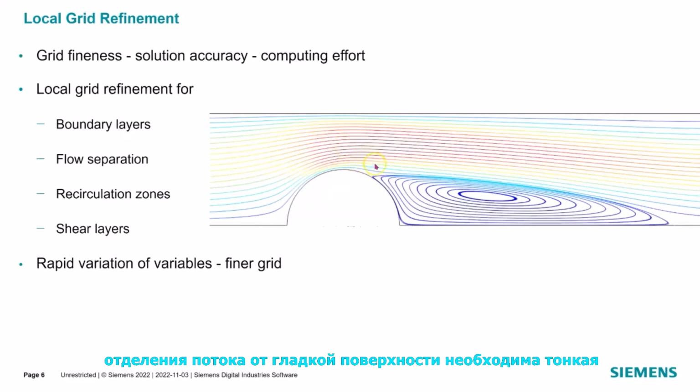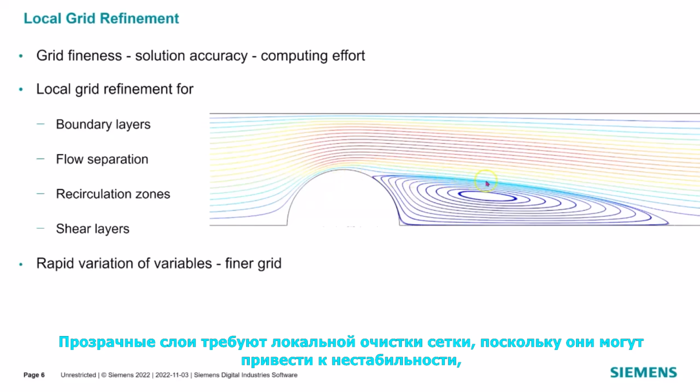Flow separation from a smooth surface requires a fine grid around the separation line to capture its position accurately. Recirculation zones are very important. Most often they are undesirable. Therefore, the grid needs to be refined where they are expected to accurately capture their location and size.